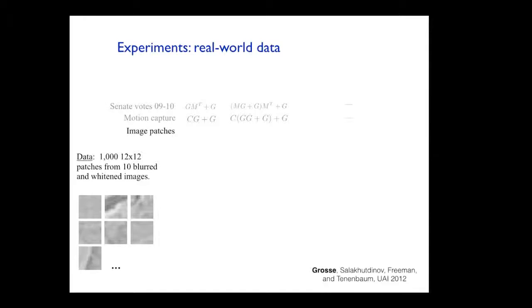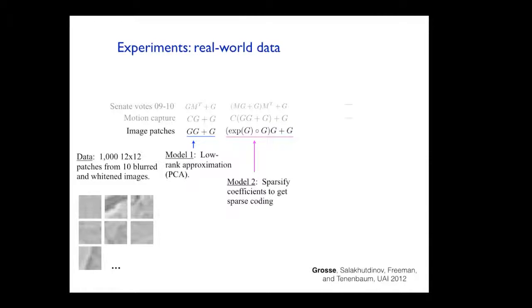We looked at a data set of patches drawn from natural images. And so this is a matrix where each row corresponds to a 12 by 12 natural image patch, which has been flattened into a vector. And so when we run our system on this data, it starts by fitting a low rank approximation similar to principal component analysis. Then in the second step, it sparsifies the coefficients in this representation to get the sparse coding model. In the third step, it picks up the dependencies between the scale variables in this representation, yielding a model similar to that of Karklin and Lewicki from 2005.